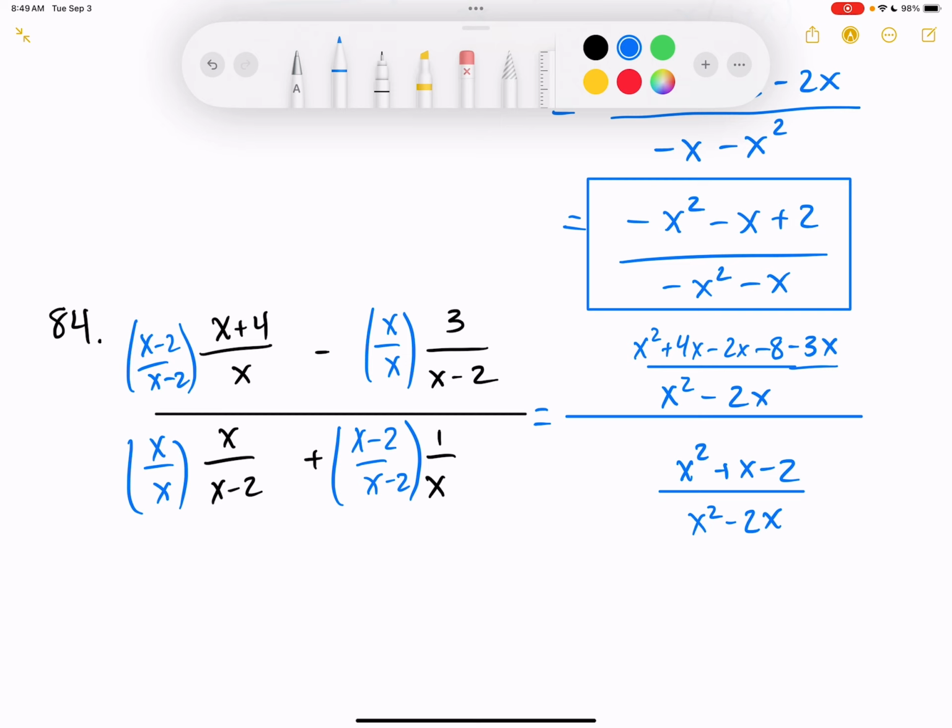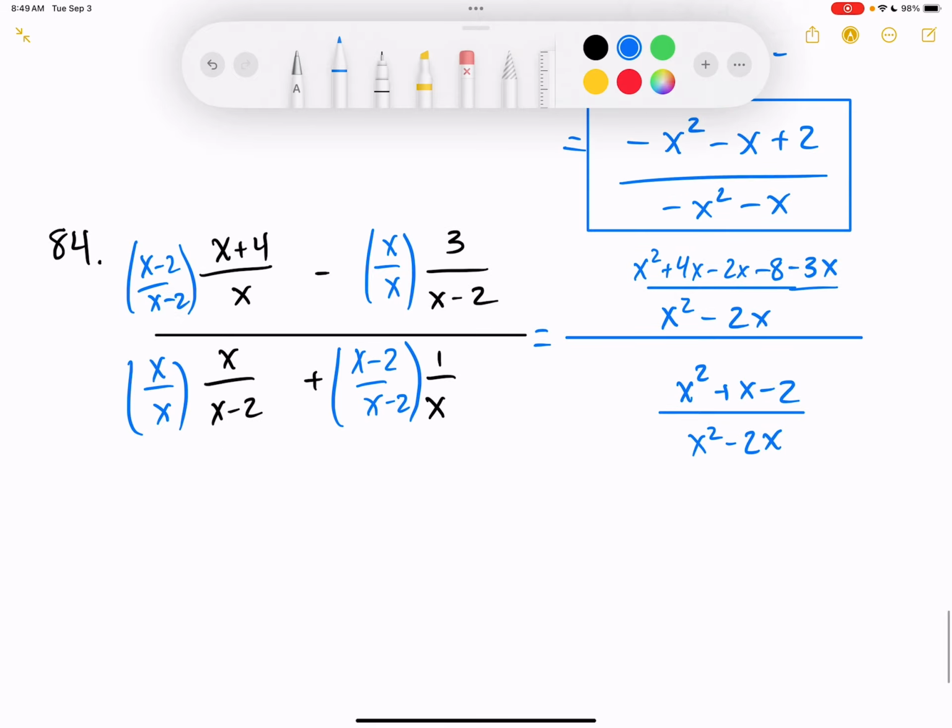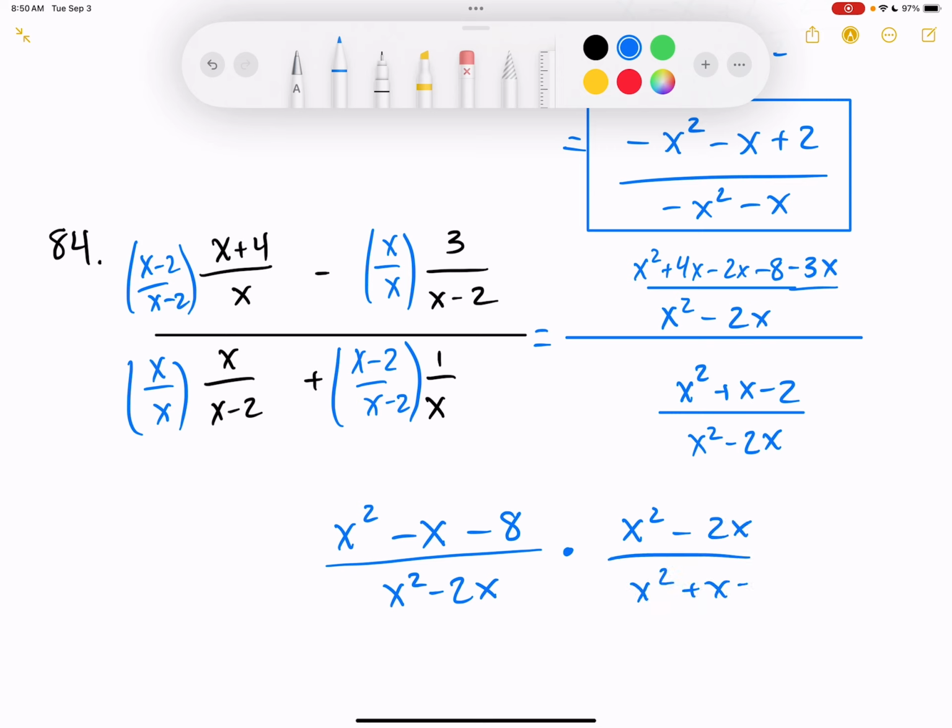So I've got that. And then I'm going to combine like terms and keep change flip all in one step so I don't have to write it all over again. So this top piece is going to become x squared. Let's see, that would be a 2x minus 3x, so minus x minus 8 over x squared minus 2x times, now I'm going ahead and flipping this bottom one. So it's going to be x squared minus 2x over x squared plus x minus 2.